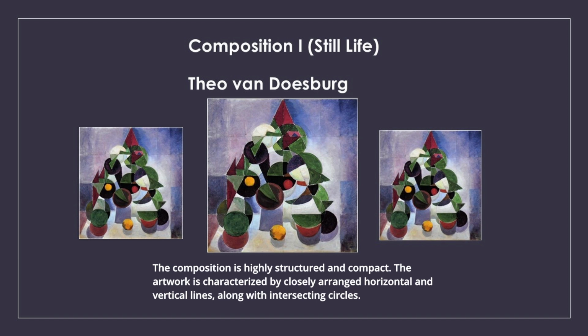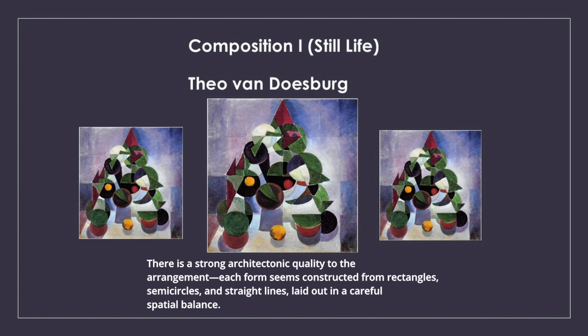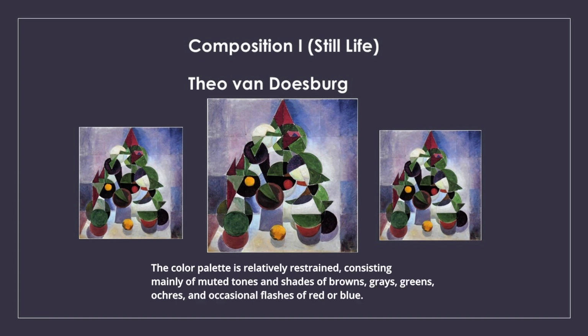The artwork is characterized by closely arranged horizontal and vertical lines, along with intersecting circles. There is a strong architectonic quality to the arrangement. Each form seems constructed from rectangles, semicircles, and straight lines, laid out in a careful spatial balance. The color palette is relatively restrained, consisting mainly of muted tones and shades of browns, grays, greens, ochres, and occasional flashes of red or blue.